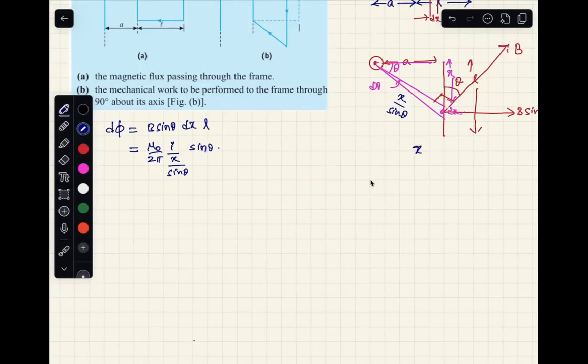A is fixed. X is equal to A tan θ. Agreed? Boys, X is equal to A tan θ. dx is the differentiation of A tan θ, secant square θ dθ. So therefore, you can write that as A secant square θ dθ into L.